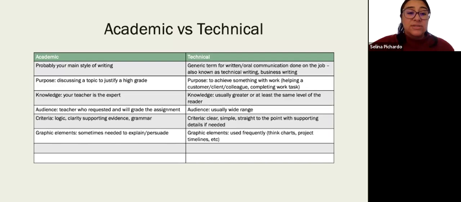The knowledge levels are also different. Usually with academic writing, your teacher is the expert. They went to college, they went to grad school, whether it's a master's or PhD, this is their area of expertise. With technical writing, you're usually the expert, or you are writing for an audience who usually has the same level of knowledge as you, or maybe you're even speaking to someone who has greater knowledge than you. So it's always important to remember the main differences between academic writing and technical writing.